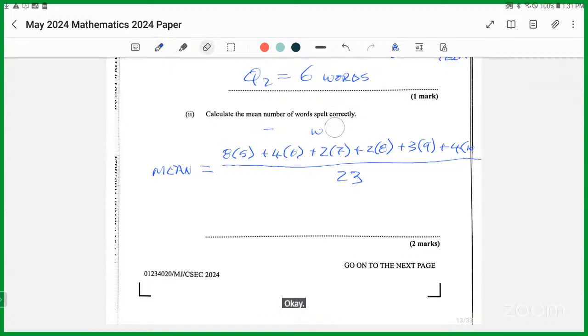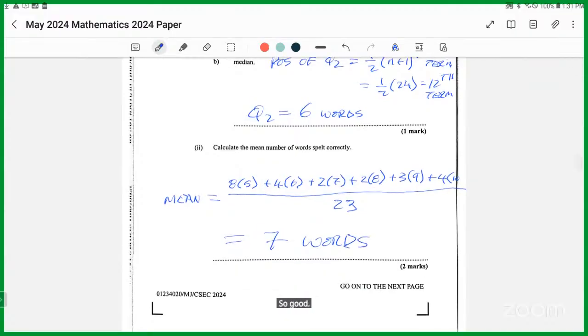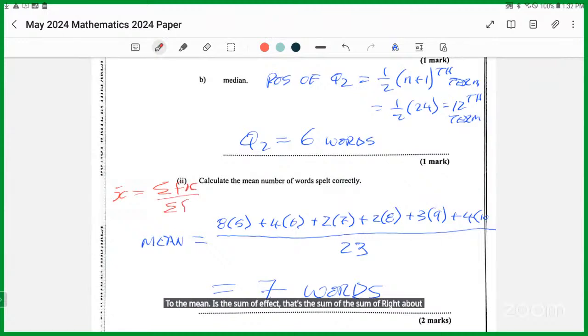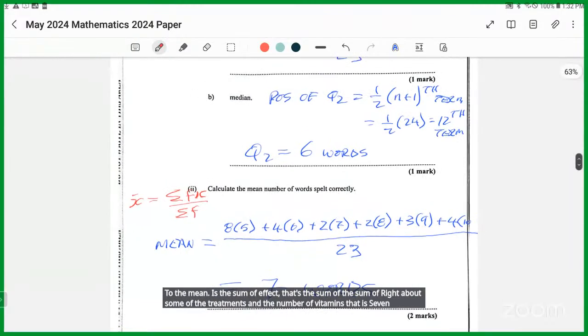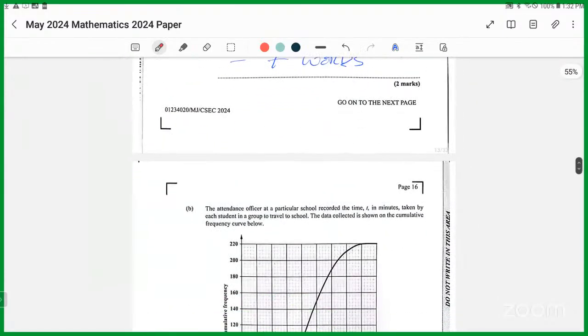What does that work out to? 7. 7 words. Yes, sir. All right, good. 7 words. I'm writing the formula here in red, so it's on the screen. So the mean is the sum of fx divided by the sum of the frequency, the number of values. That is it. 7 words. All right. That is the mean number of words correct.